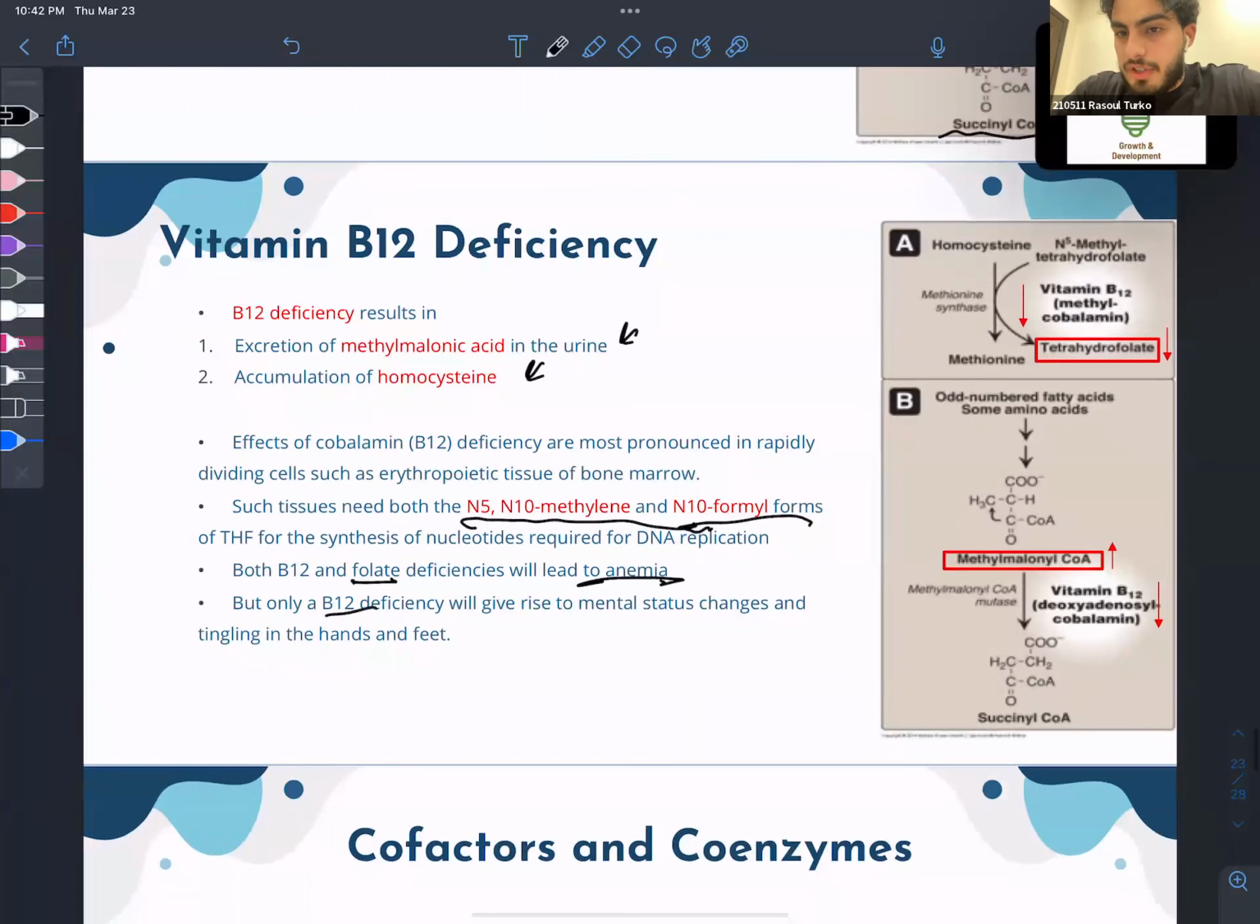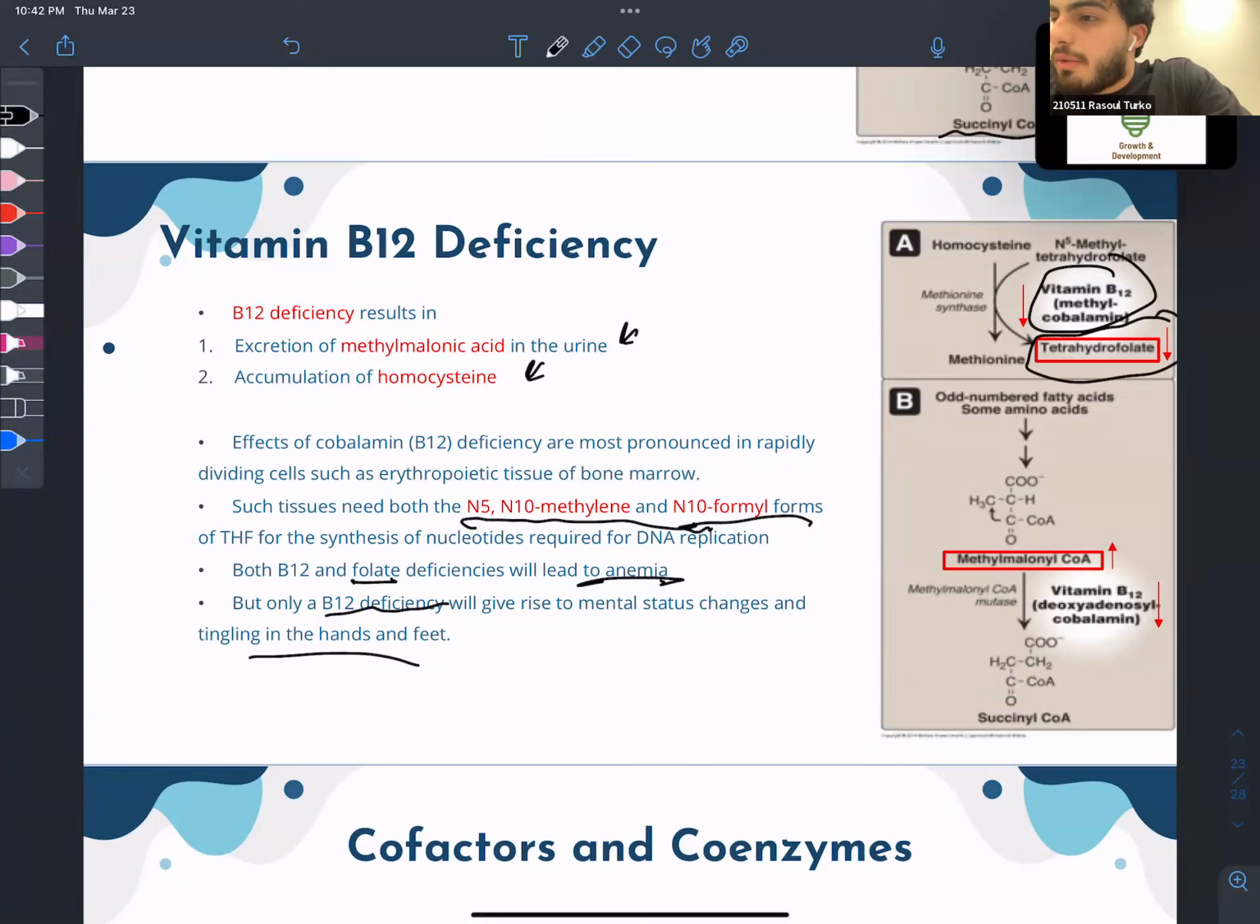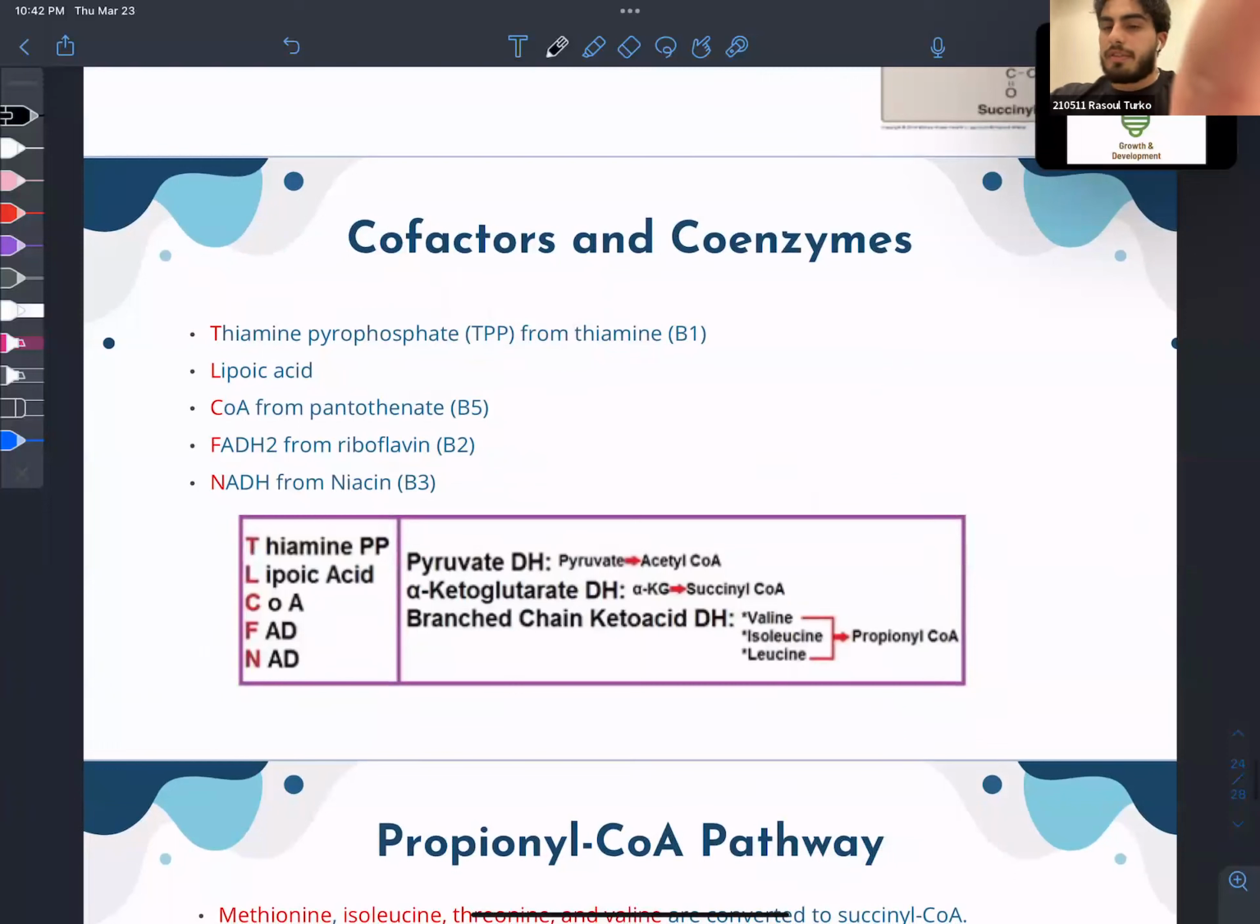When there's only a B12 deficiency, that means we can't break down those fatty acids, or we can't make methionine from homocysteine. We get tingling in the hands and feet and neurological defects. Okay. So again, here because there's low vitamin B12, there's low tetrahydrofolate, and here there's low B12. That means there's high methylmalonyl-CoA and high odd number fatty acids.